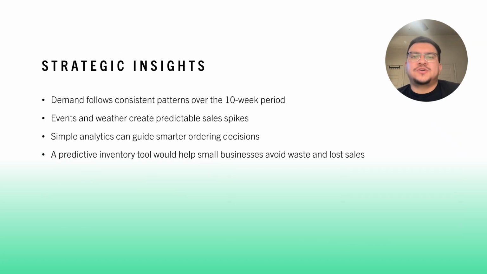Overall, the data shows that demand follows steady patterns and responds strongly to things like events and weather. These trends are predictable, and small businesses can use them to plan their inventory much more accurately. A predictive inventory tool would help reduce waste, prevent stockouts, and make ordering a lot more efficient. With that, Karen will take over and explain how this tool can be implemented and the recommendations our teams came up with.